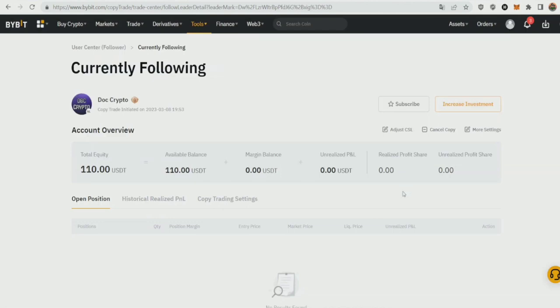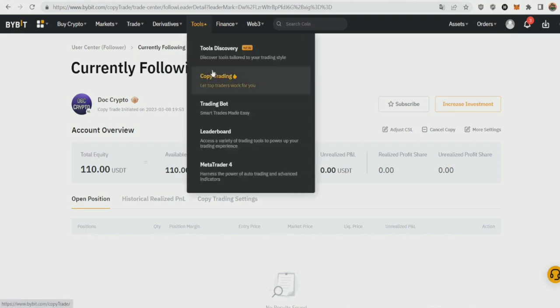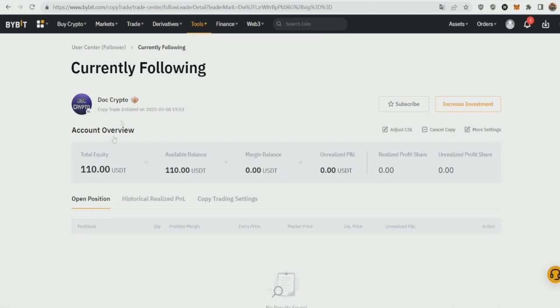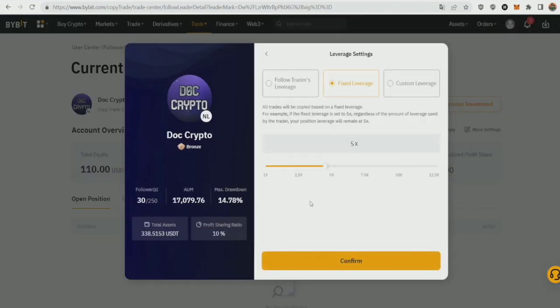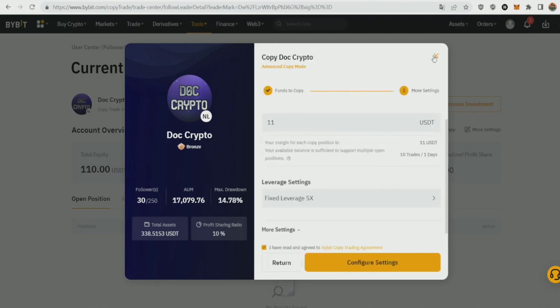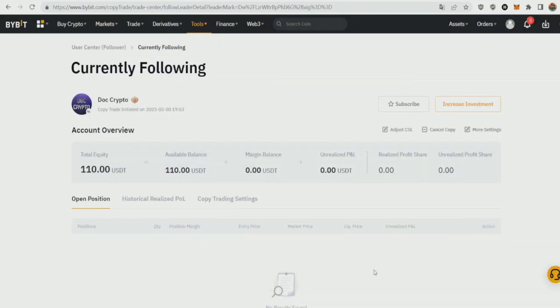So the next thing people ask me also is, how can you adjust your settings? So just the same thing, copy trading, top right, we go to masters like we just did, and we can click on settings, copy trading settings, and let's say you start with fixed leverage 3x to test it out and want to go to 5x, you just do that. So really easy, then just configure settings.